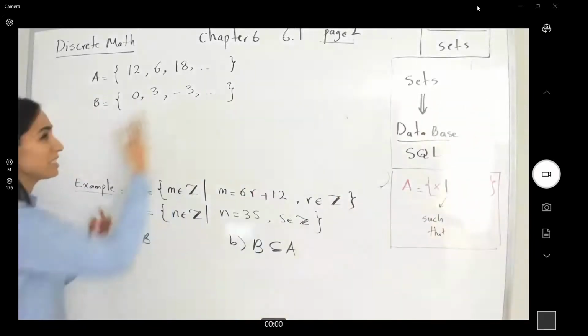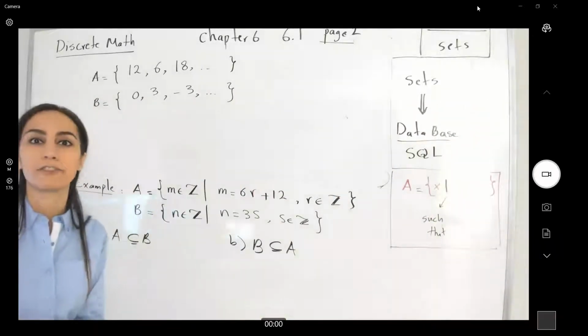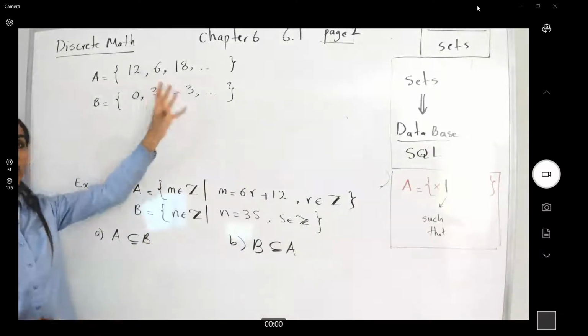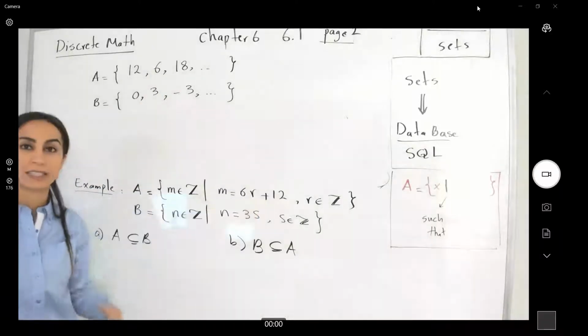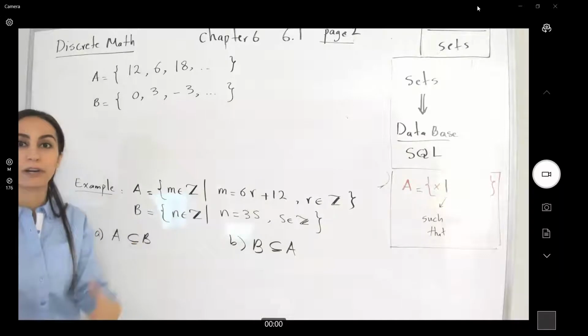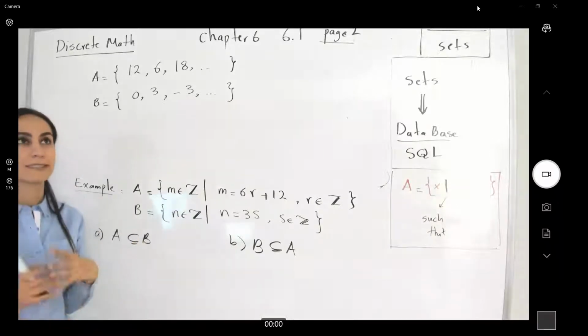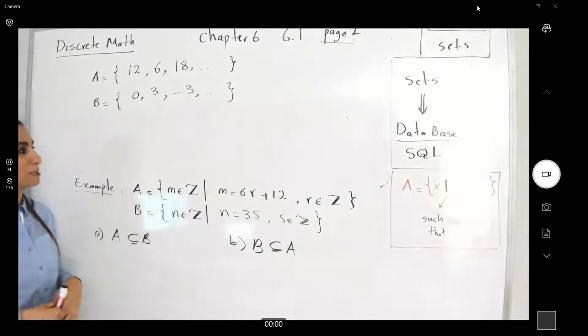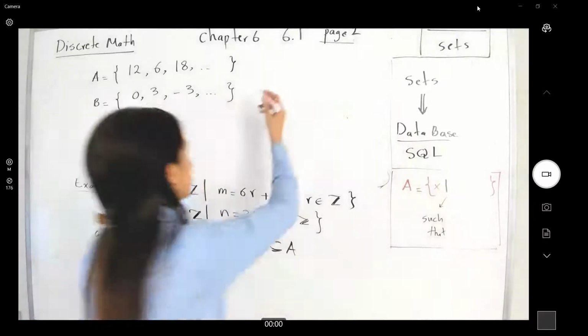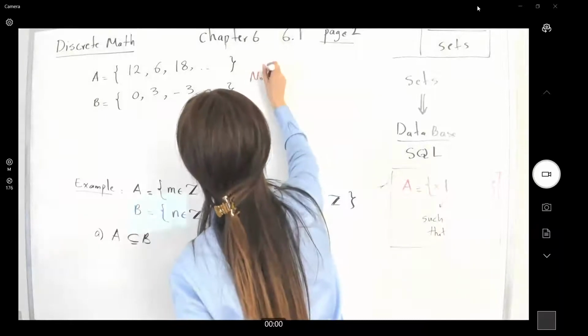Okay, listing it is not very efficient. That's why we don't like listing when we have sets with a lot of members in them. We just tried our best to see what's going on in these two sets. So write down: not efficient.